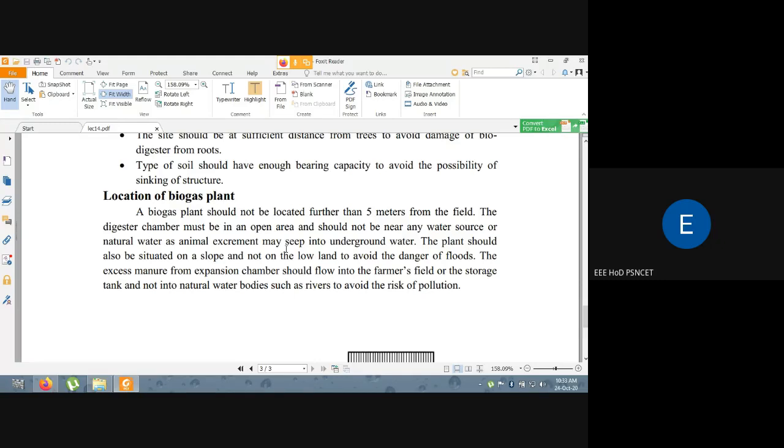Okay, so the plant should be situated on a slope, not on low land, to avoid the danger of floods. What we have discussed earlier, it should be placed in a sloping structure. In low land, definitely water will be logged inside that digester. The excess manure from the expansion chamber should flow into the farmer's field or the storage tank and not into natural water bodies such as rivers, to avoid risk of pollution.